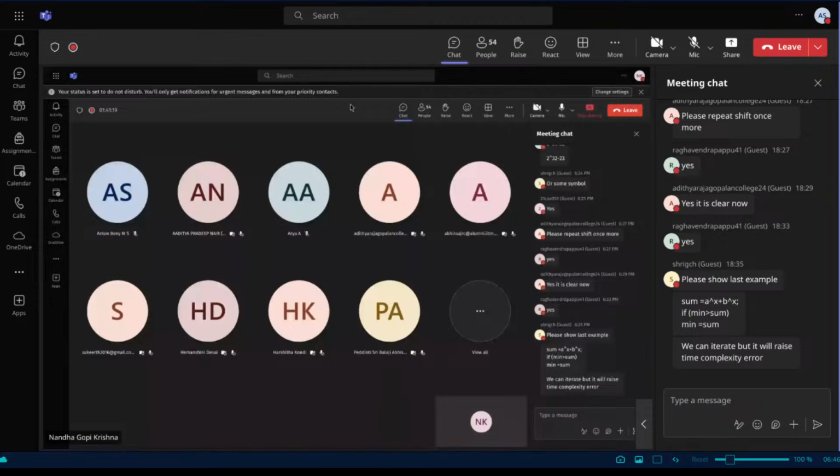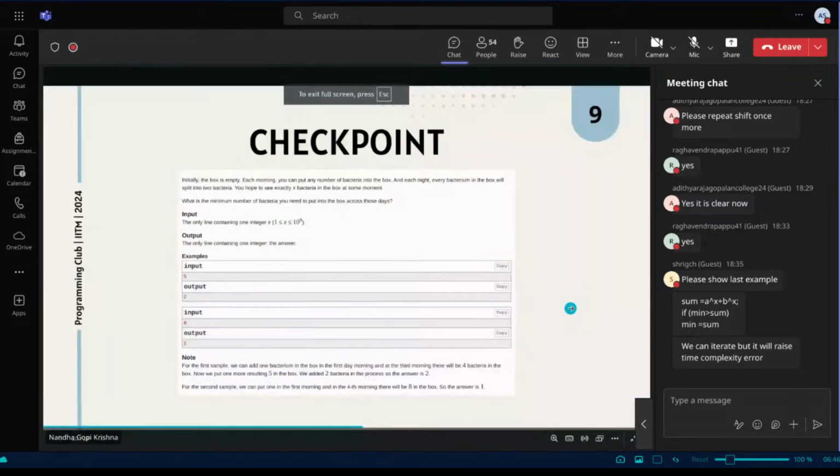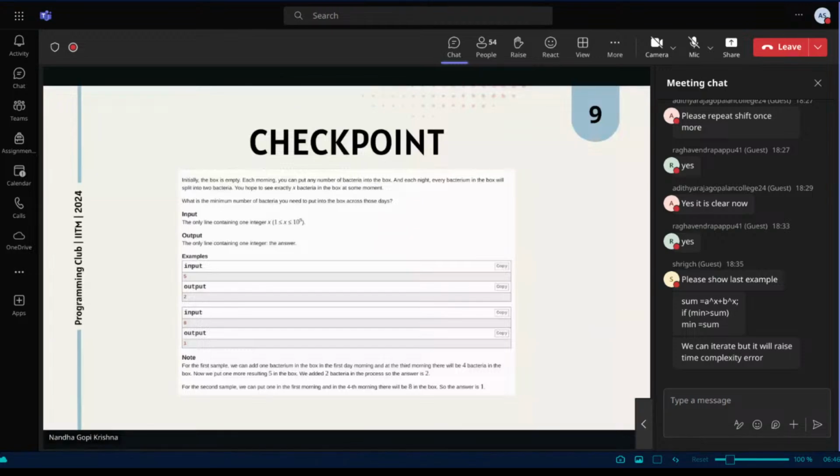I will show the question once again. So you have a box which is initially empty. Every morning you can put any number of bacteria in the box, and at night every bacteria in the box will split into two. You hope to see exactly k bacteria at some point in the box at some moment. What is the minimum number of bacteria you need to put in the box across the days?